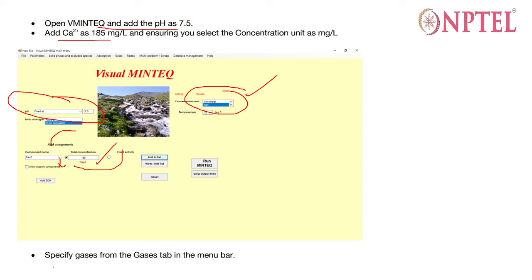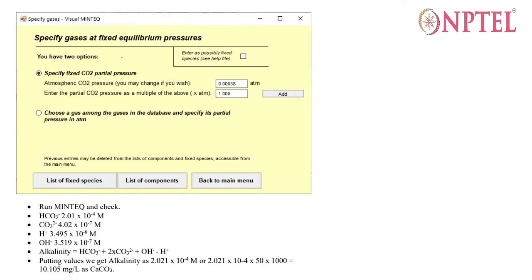And then go to specify gases from the gases tab. You can specify carbon dioxide pressure, which is 0.0038 atm. Now you don't need to change anything else, just one is okay. Go for add and then run vMinTech.